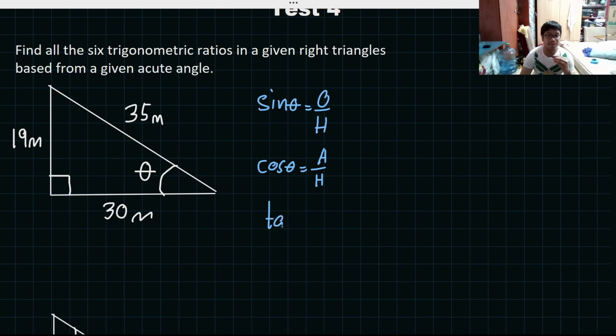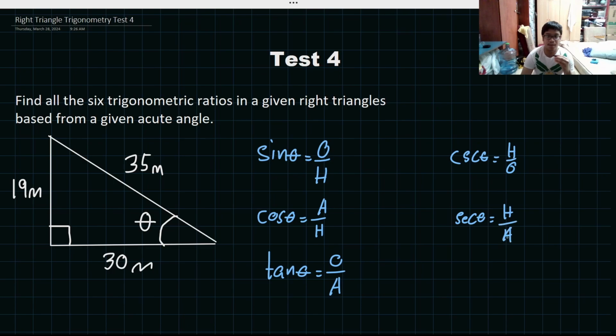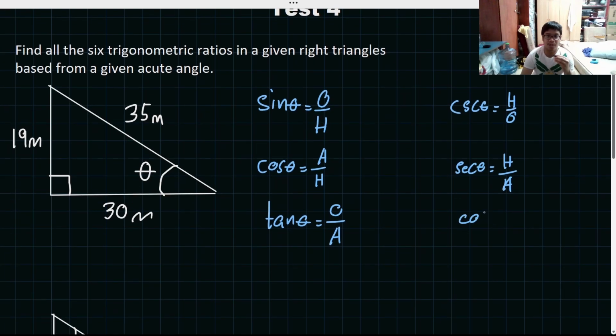Then next we have tangent theta, which is opposite all over adjacent. Then next we have the other three, the reciprocal trigonometric ratios, which are cosecant theta is equal to hypotenuse all over opposite. Then secant theta, we have hypotenuse all over adjacent. And lastly, for cotangent theta, it's adjacent all over opposite.